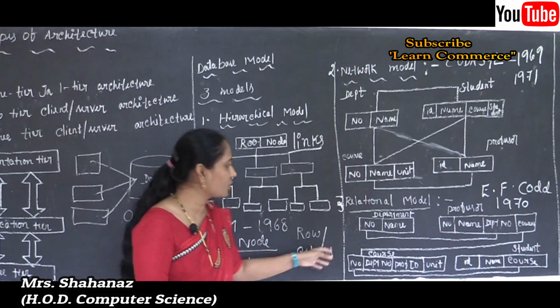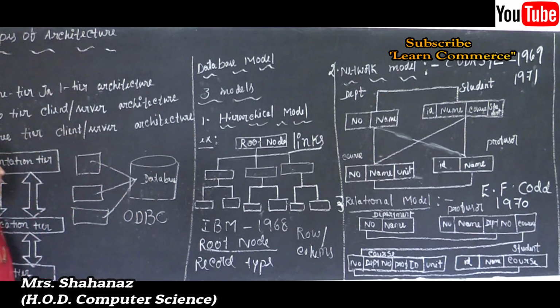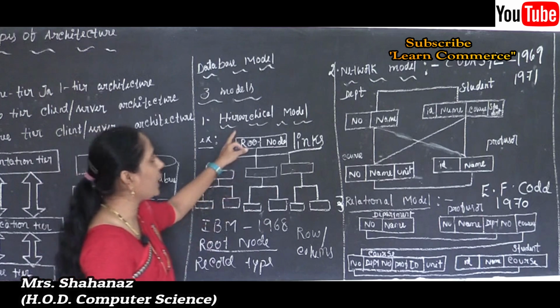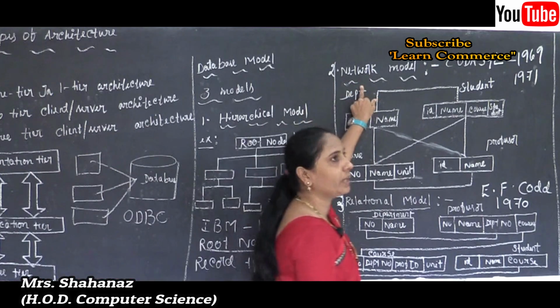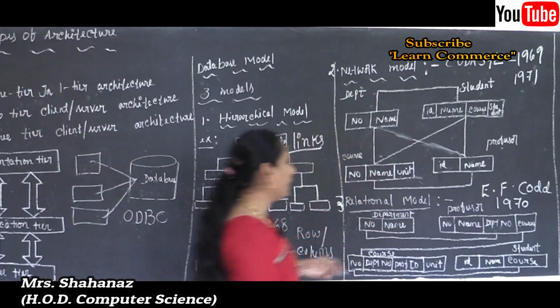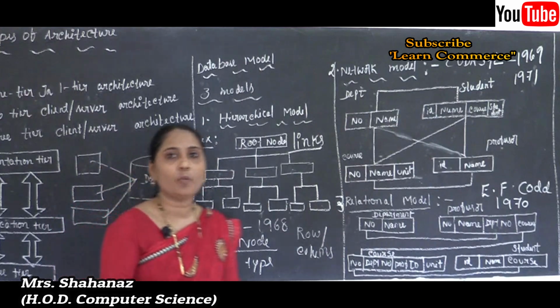So in this class we completed some explanation of the models. The models are the hierarchical model, the second one is the network model, and the third one is our relational model. Thank you.